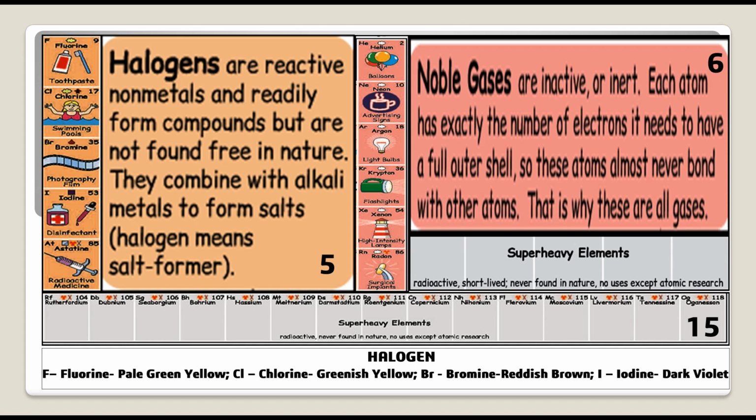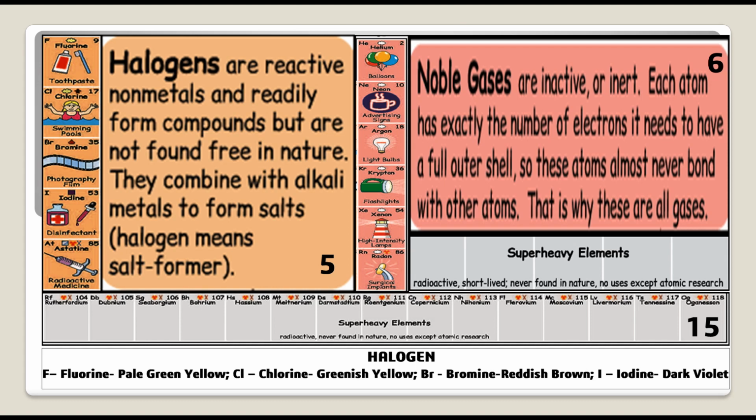Noble gases. And again under noble gases there are 6 elements. These noble gases are inactive or inert. Each atom has exactly the number of electrons it needs to have a full outer shell. So these atoms almost never bond with other atoms. That's why these all are gases.